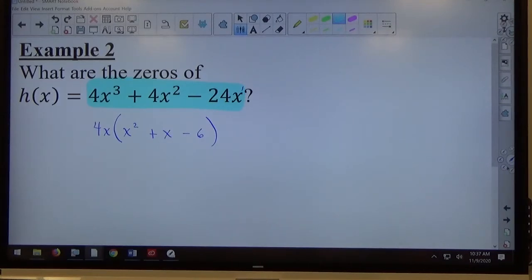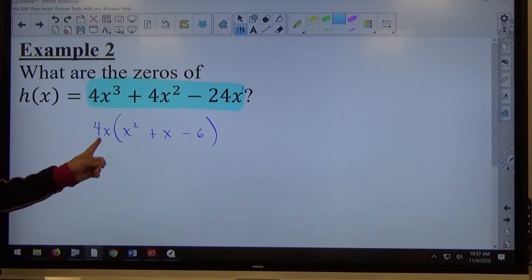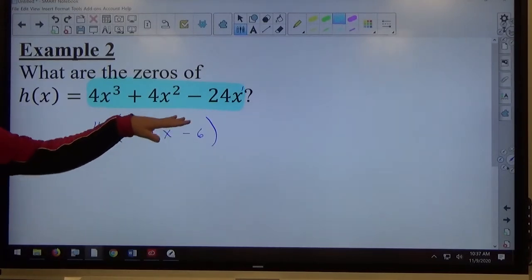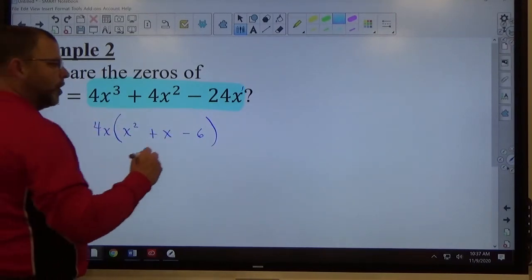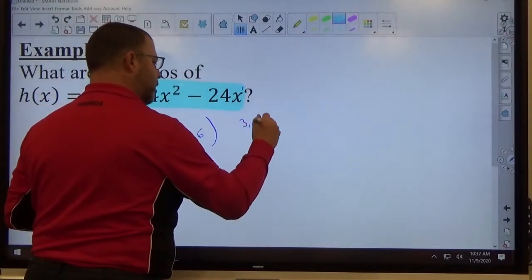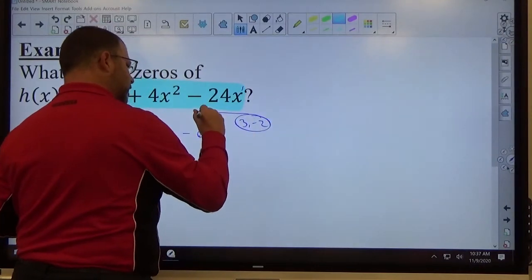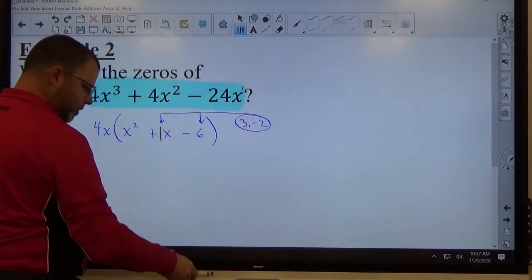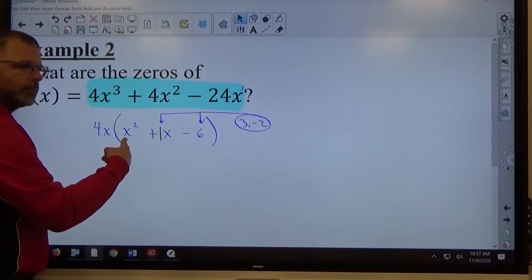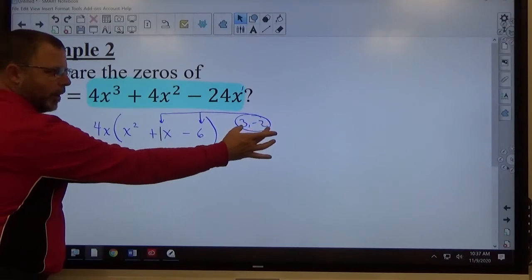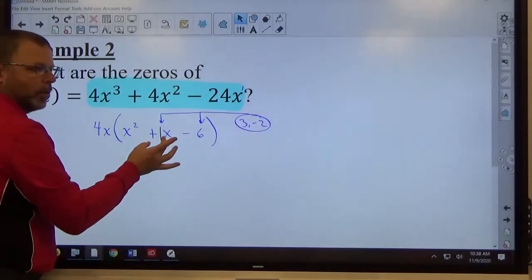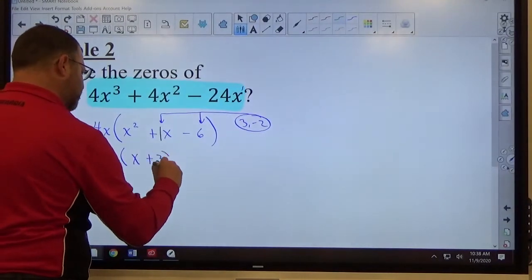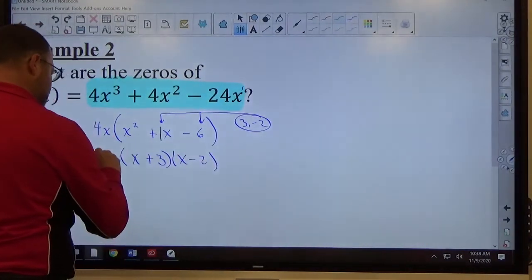Once you've done that step, what's left now is a linear term, 4x, times a quadratic term. So now I'm looking to see, can I factor this any further? I'm looking for 2 numbers that both multiply to make negative 6, and they also add to make positive 1. There's officially a positive 1 here, right? Since it's 1x squared, that's all we need. 3 times negative 2 makes negative 6. 3 plus negative 2 makes positive 1, which means this factors to x plus 3 times x minus 2, and then we have our 4x.